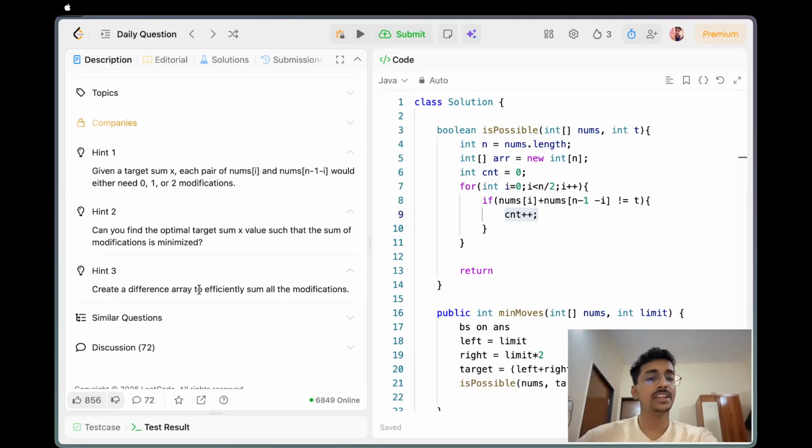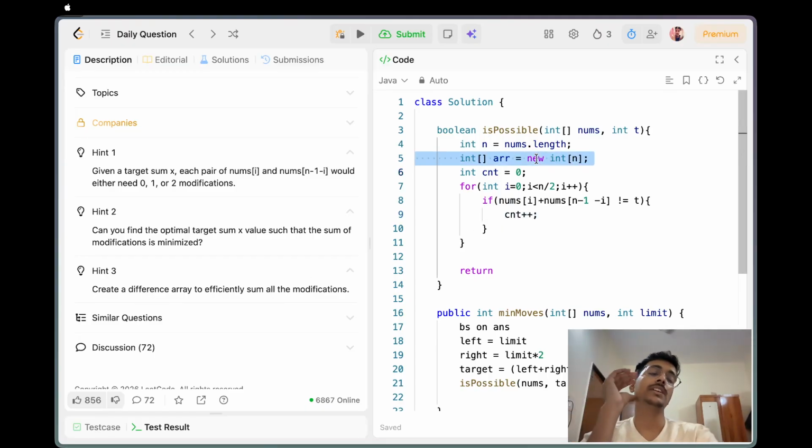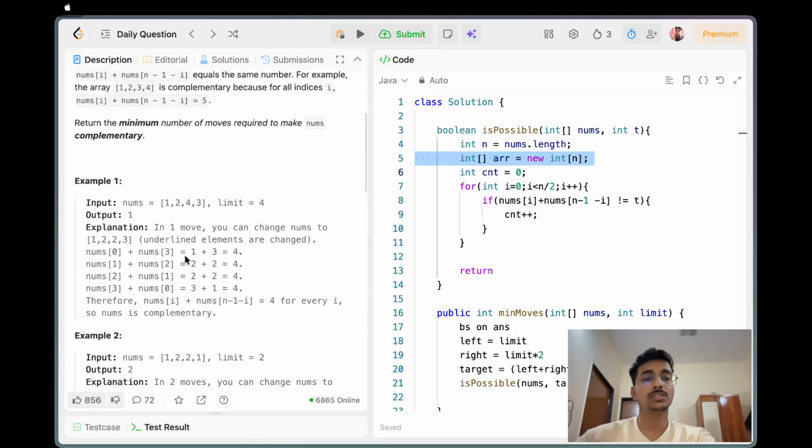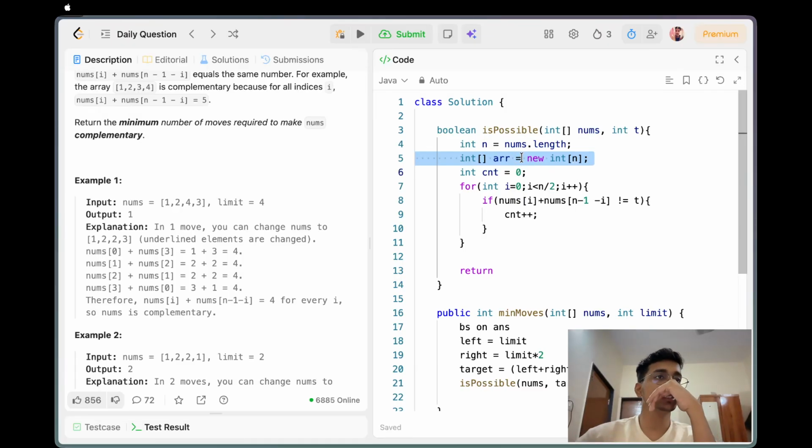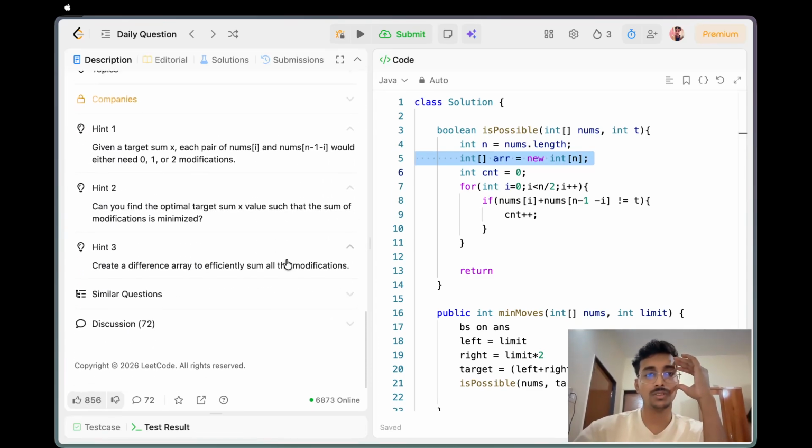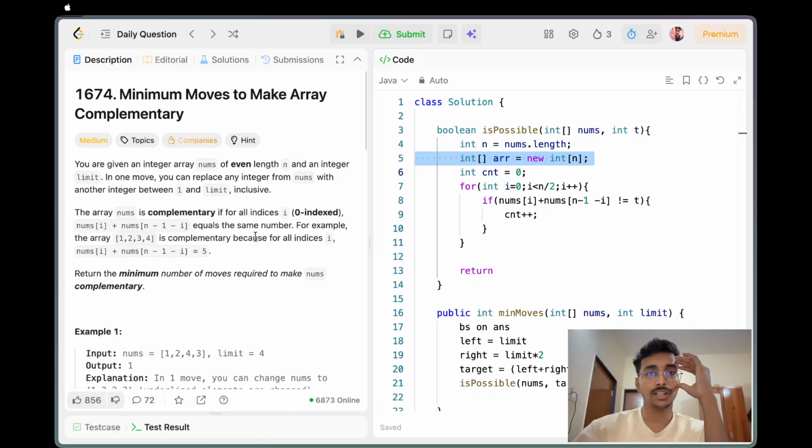Create a difference array to efficiently sum all the modifications. Difference array, and I was thinking to create a summation array. Understood. So what the hint is saying is that rather than creating a summation array and then checking, just create the difference array and do the summation of all the modifications required.